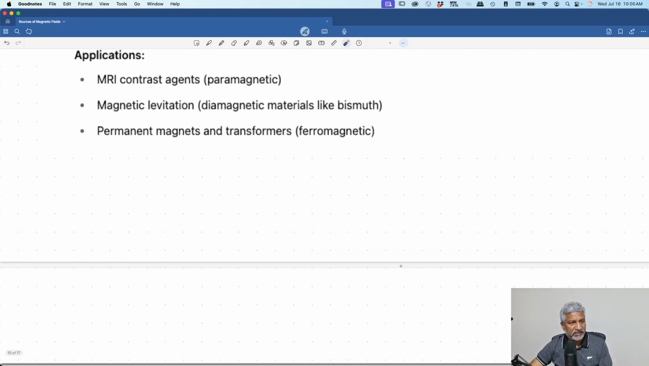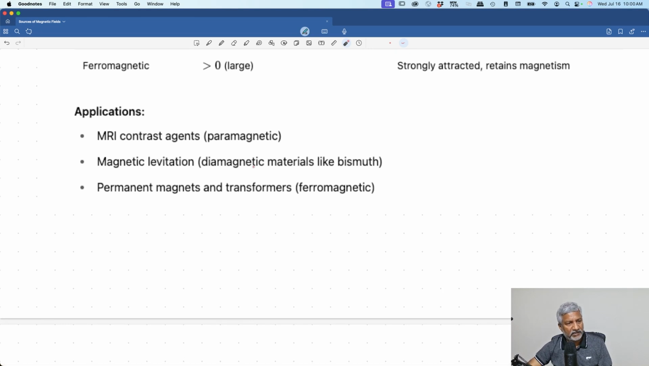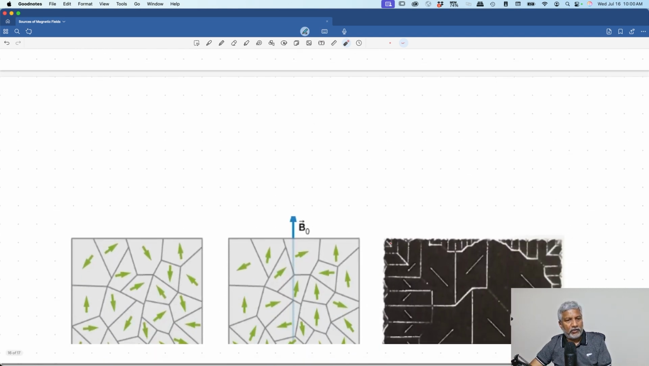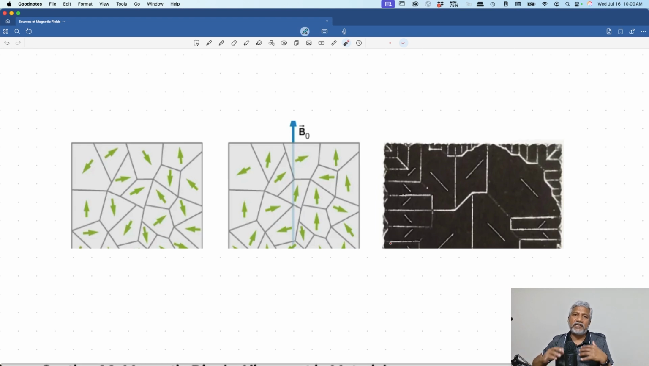So there are examples given, diamagnetic materials. Bismuth is a diamagnetic material. Magnetic levitation, of course, you need a diamagnetic material because you need repulsion to keep that train suspended. So how does a material get magnetized? Why can't we magnetize some materials, like wood, for example? It's explained using magnetic domains.